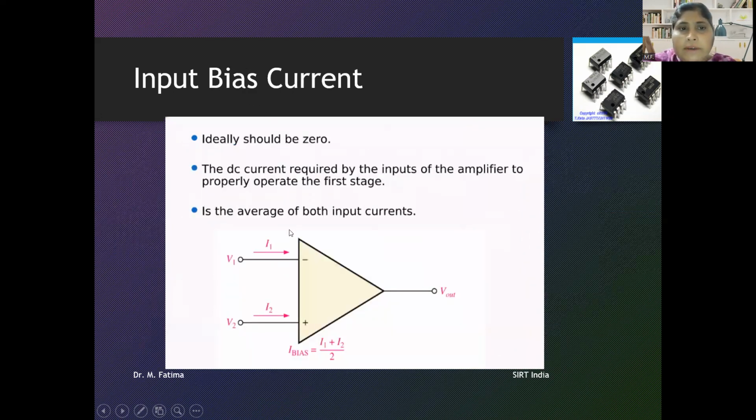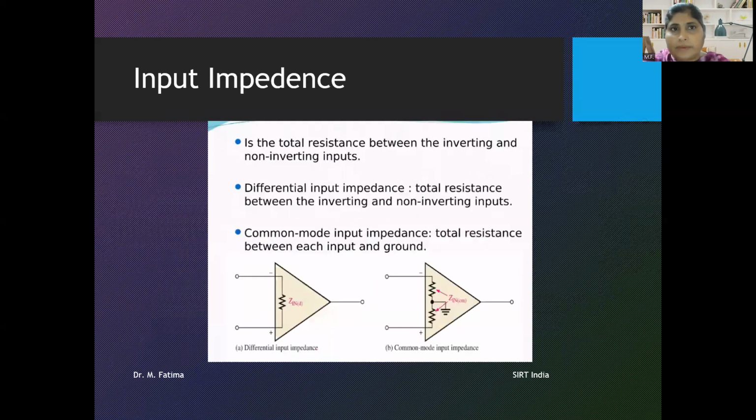Input bias current: because of the presence of input offset voltages, like here V1 and V2, two currents I1 and I2 are flowing. The average of I1 and I2 is called input bias current. Ideally it should be 0, but since V1 and V2 are present, I1 and I2 are present, and because of this, bias current is also present. It is the average of both input currents.